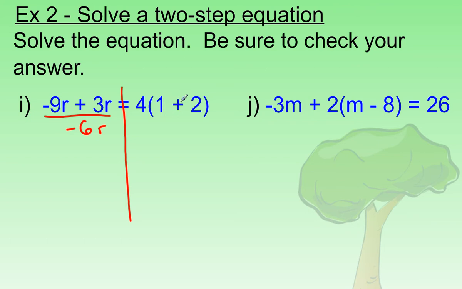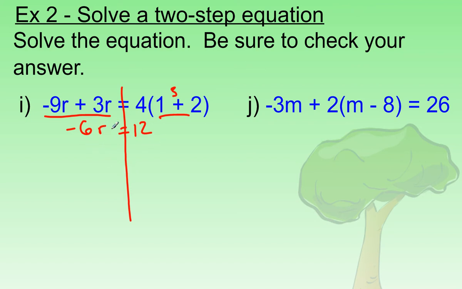We say, well, 1 plus 2 is 3. So this stuff is 3. And 4 times 3 is 12. So this is just ugly just for the sake of being ugly. We can pretty this up, and it just equals 12. All right. Solving our equation.